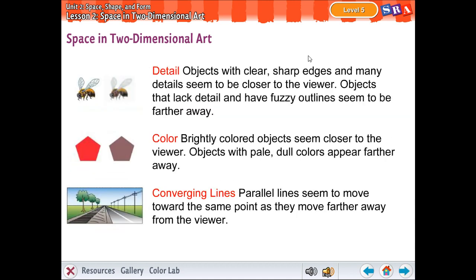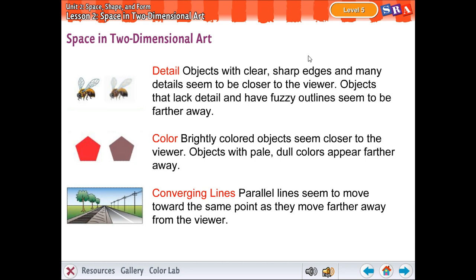Space in two-dimensional art. Here we go. We talk about details. You see the two bees up here? When you talk about details, objects that are closer are going to be clear, have sharp edges, and many details, and seem closer to the viewer. Things that are further away are not going to have a lot of detail. They lack detail and have fuzzy outlines, and they seem further away if you don't put as much detail into them. Also, you can use colors to show space in two-dimensional art. Brightly colored objects seem closer to the viewer, and objects that are pale, faded, and dull can sometimes give the illusion that they are further away.